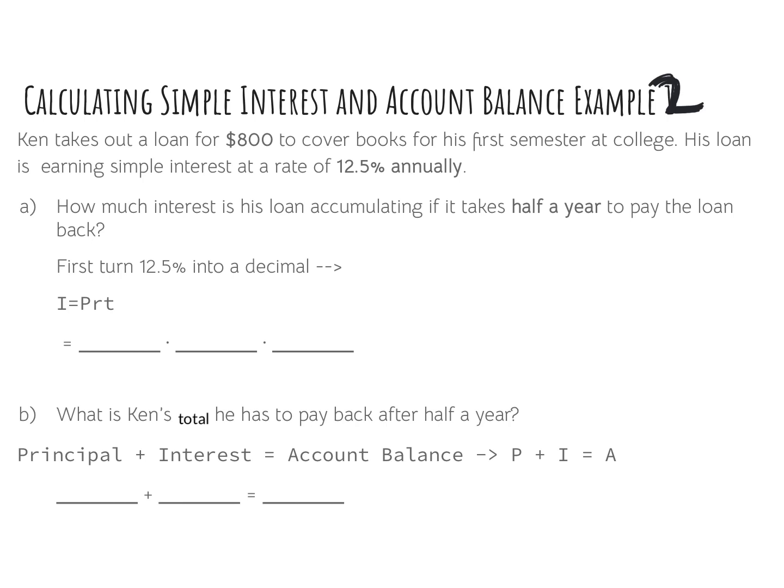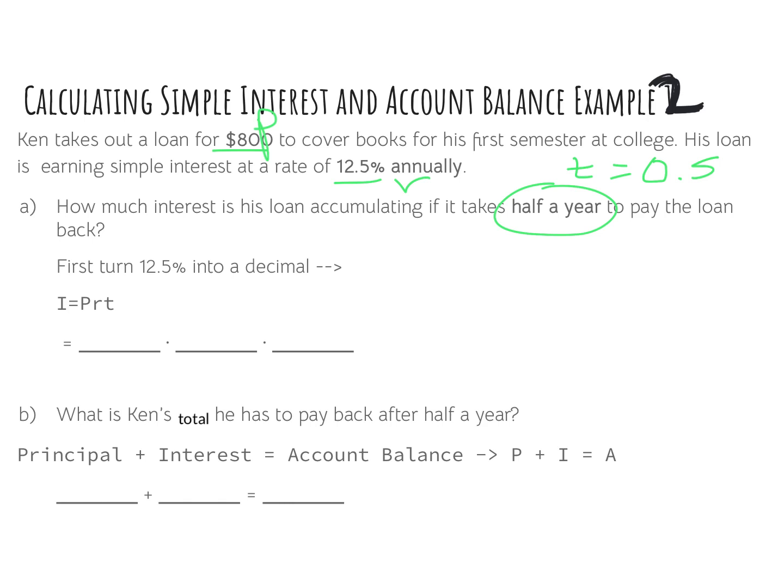Let's look at another example. Ken takes out a loan for $800 to cover books for his first semester of college. His loan is earning simple interest at a rate of 12.5% annually. How much interest is his loan accumulating if it takes half a year to pay the loan back? 800 is our principal, 12.5% is our rate, and half a year is our time. And so for half a year, we're going to represent it as 0.5.